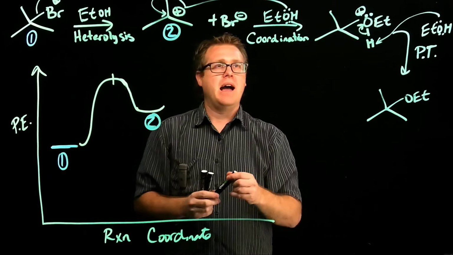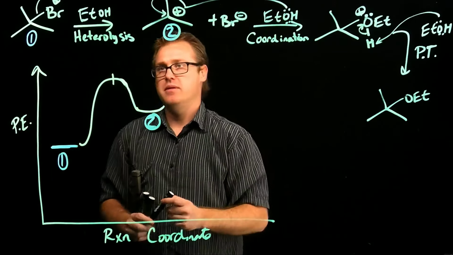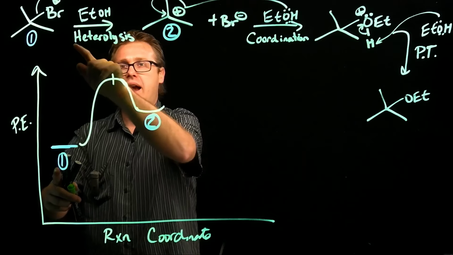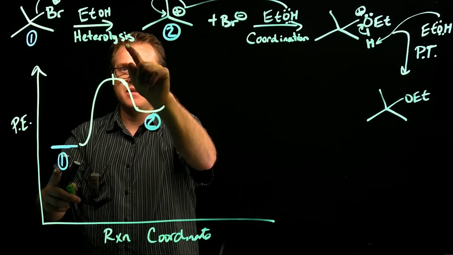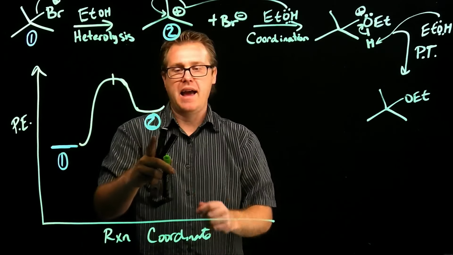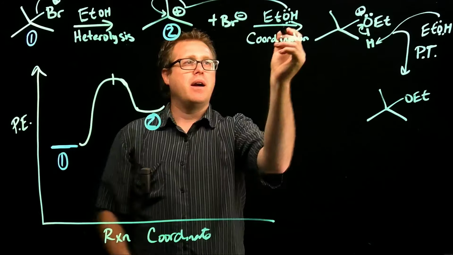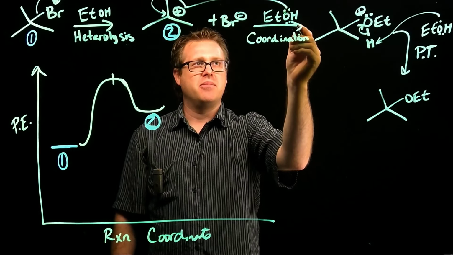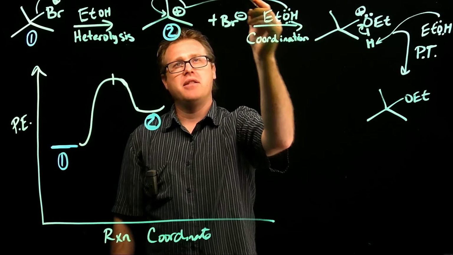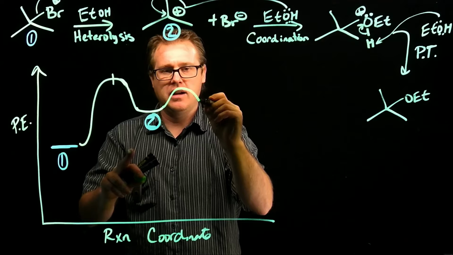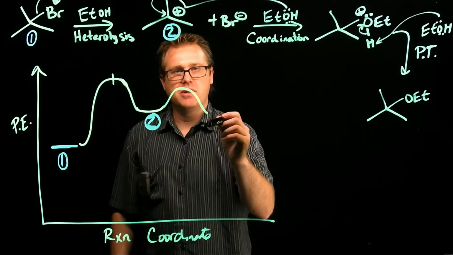And then what happens? We have another step. So from 1 to 2, we have the heterolysis step. Then now we have another step here indicated by this arrow where we have a coordination step where the ethanol comes in and attacks the carbocation. So it's going to be there. So what do we have now?